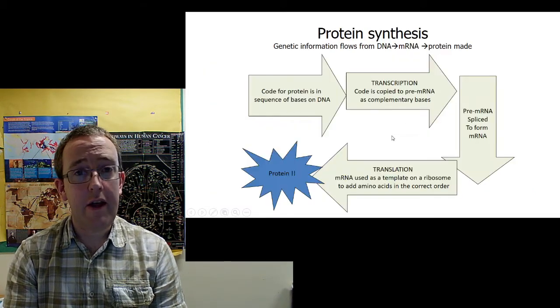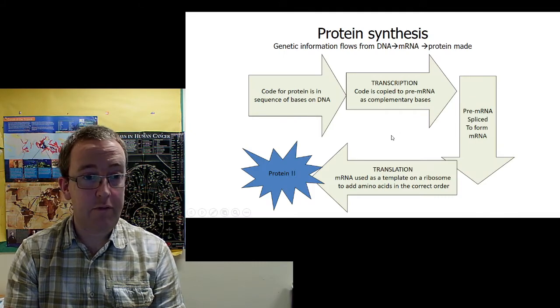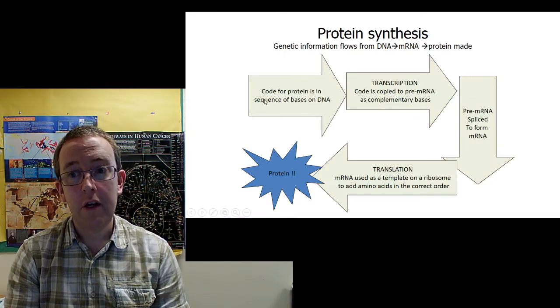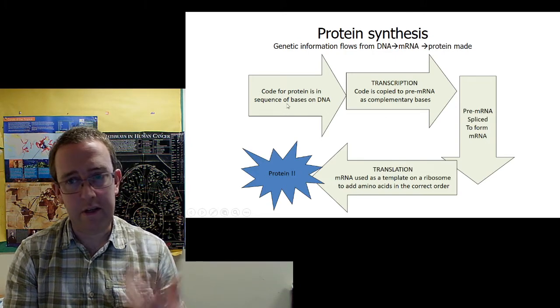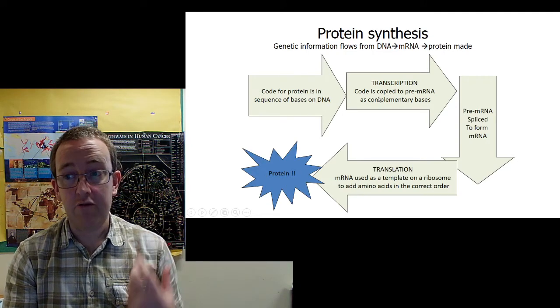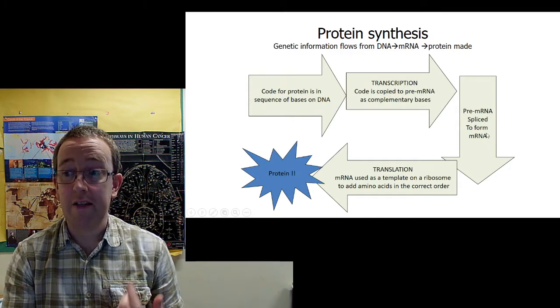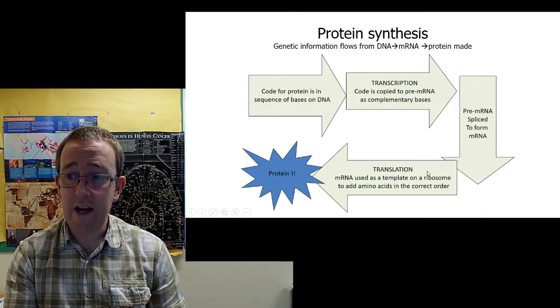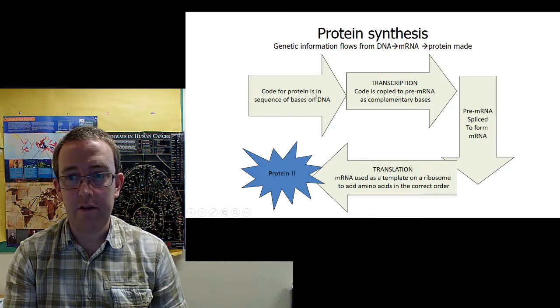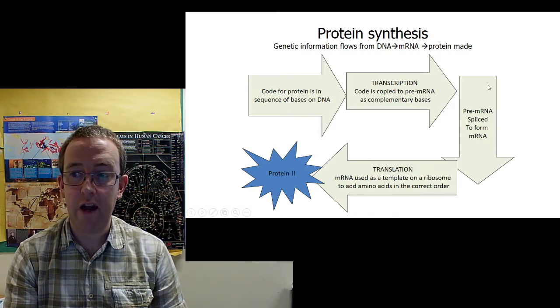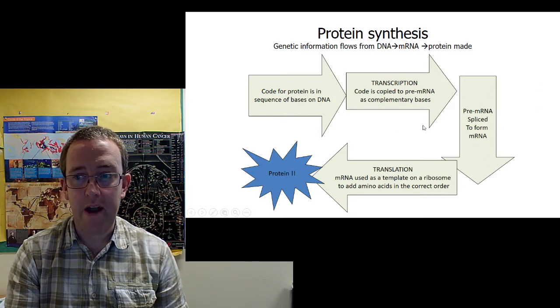Okay, so as a little recap, I've shown you this flow diagram before in previous videos. The code for the proteins is in the DNA bases. That then gets transcribed to this stuff called pre-mRNA. Pre-mRNA is spliced to form mRNA, and then that is what gets translated. So it's these first three arrows that we're going to talk about now.